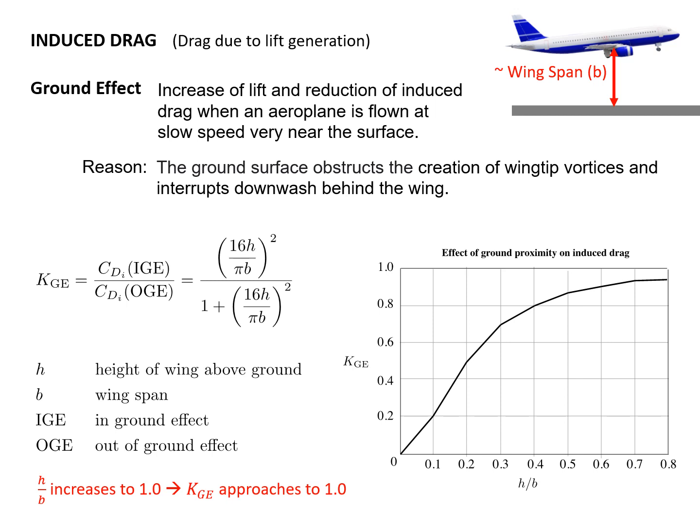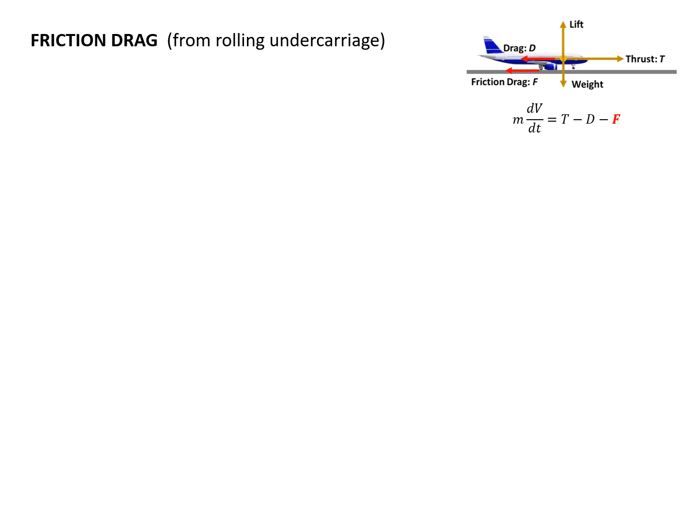Okay, so when the ratio H over B increases to 1, KG approaches 1.0, the ground effect will be diminishing. Okay, so just now we discussed the drag, especially the induced drag. In the induced drag, we also talked about the ground effect, how the ground effect affects the induced drag. So we know that's a benefit. The induced drag will reduce.